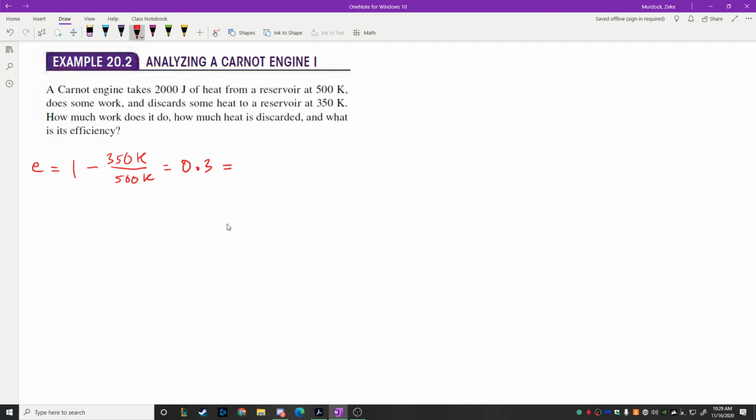But as you stated, this is also equal to the work done by the engine divided by, is it Q hot or Q cold? It would be the heat in, the 2,000, so it would be Q hot. Exactly. So this allows us to find the work done. This should be equal to QH multiplied by 0.3. So that's going to be 2,000 joules times 0.3. What's 3 times 2? Roughly 600. Yep, 600 joules. So that's going to be the work.